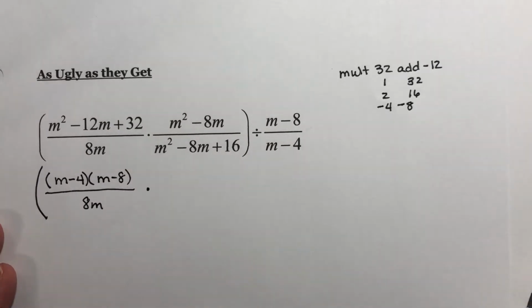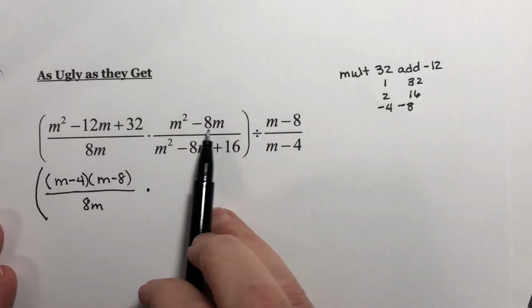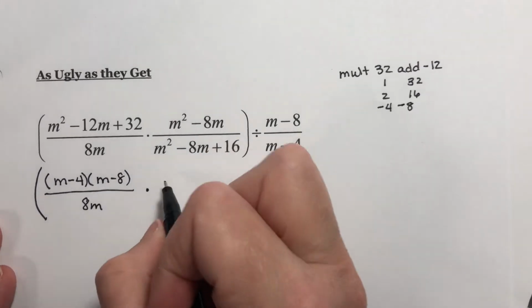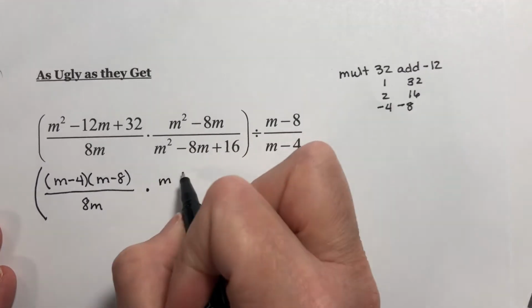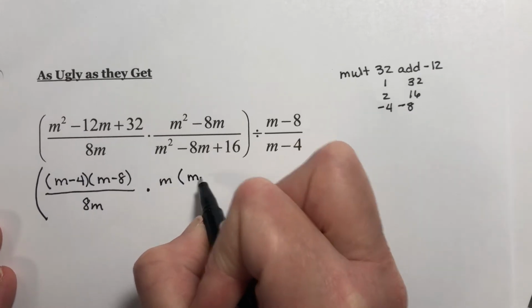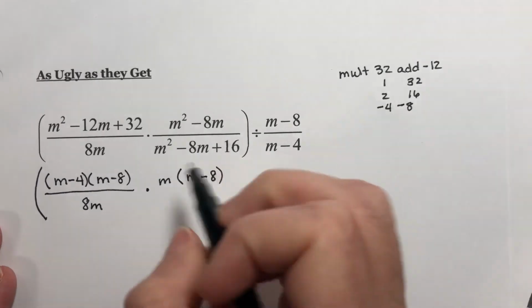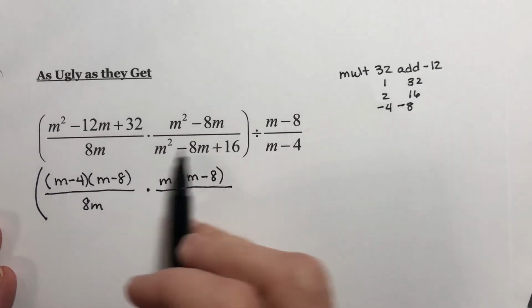Okay, for this one, I have an m in each of these, so I have a GCF. I'm going to factor out that m, and it leaves me with m minus 8. Okay, so that's factored. Let's look at the bottom here.